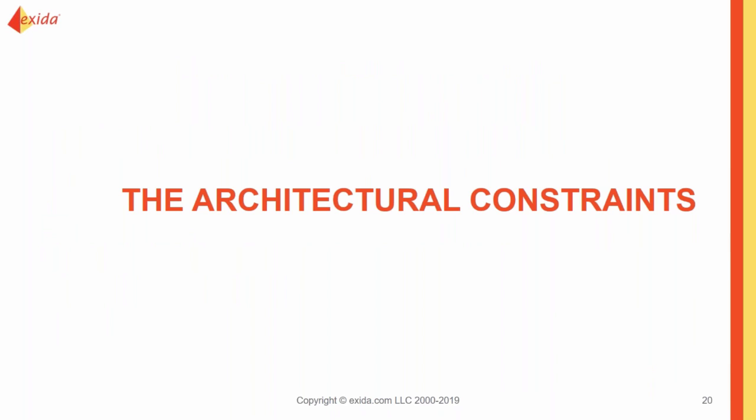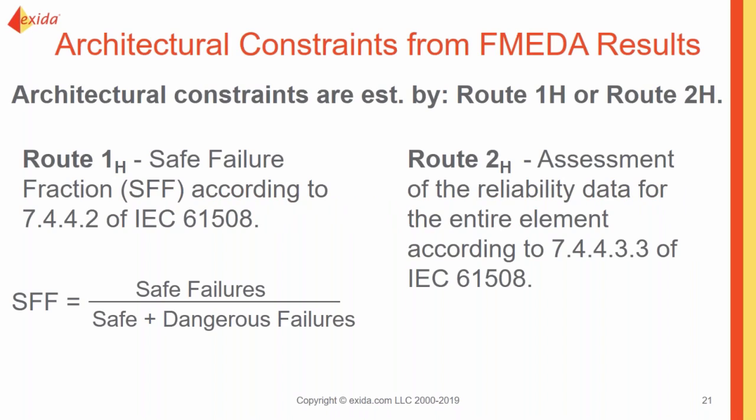The next is architectural constraints. Architectural constraints, once again, will be done in a product certification, but this is done from the results in the FMEDA, or Failure Mode Effect and Diagnostic Analysis. And that's where we get the failure rates, and it will be analyzed one of 2 ways. IEC 61508 says you can analyze it through Route 1H or Route 2H. It's up to the product.